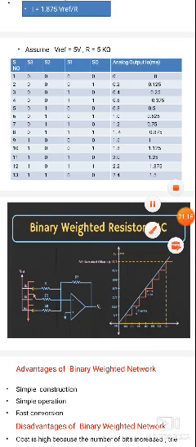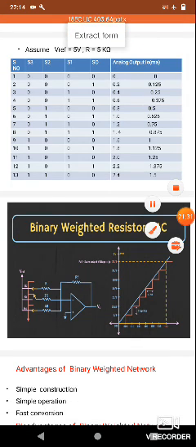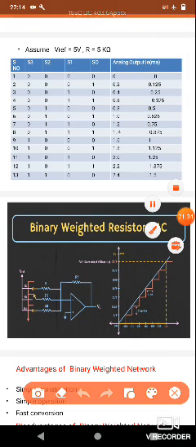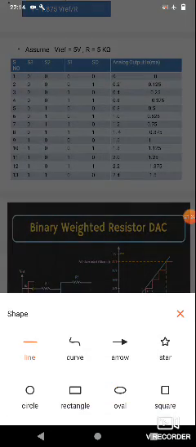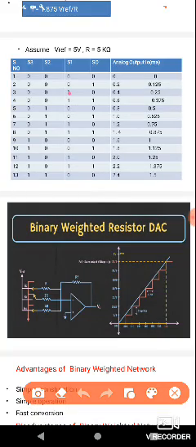Next condition: the first switch S0 equals 1, meaning the S0 switch is closed and the remaining switches are open. Then we get the analog output 0.2 and 0.125. Next condition is 0, 0, 1, 0, where we get the analog value 0.4 and 0.25. We are just substituting these values in the equation. The fourth condition is 0, 0, 1, 1, where we get the analog output 0.6 and the next value 0.375.